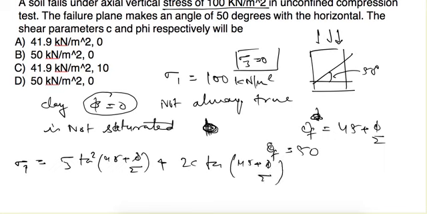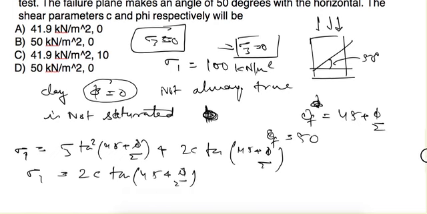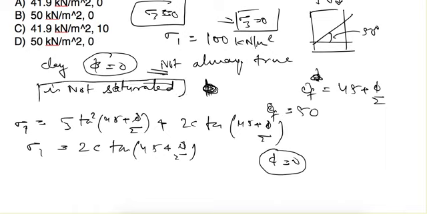Now you have been given that it is an unconfined compression strength test. So sigma 3 is equal to 0 for sure. I have written it here also. So sigma 1 is equal to 2c tan (45 plus phi by 2). Only this can come to your mind, that phi should be 0, because we do the unconfined compression test for clay. I have explained here that it is not always true. If the sample is not saturated, then it can show some value of phi.